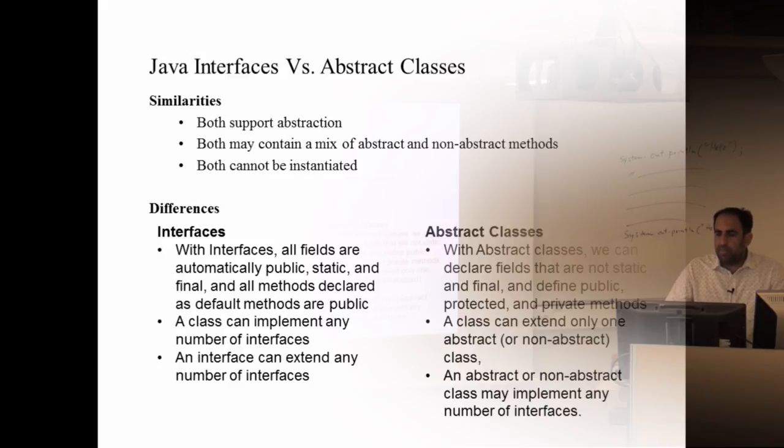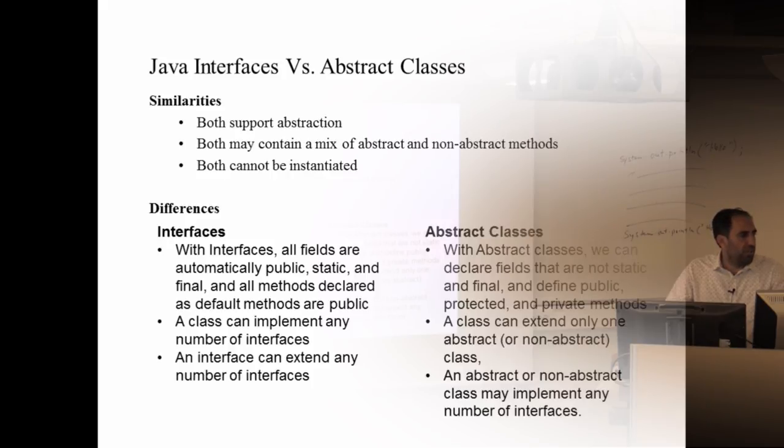And then with the object classes, we can declare fields that are not static and final, and define public, protected, and private. So the object classes provide you with more choices to declare the attributes. And another difference is a class can implement any number of interfaces. So we will talk about what this means.